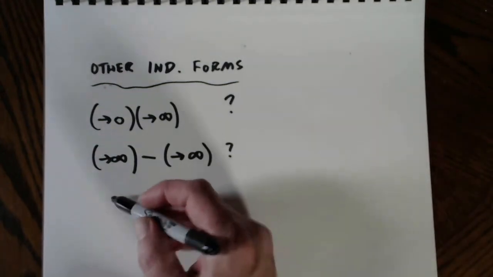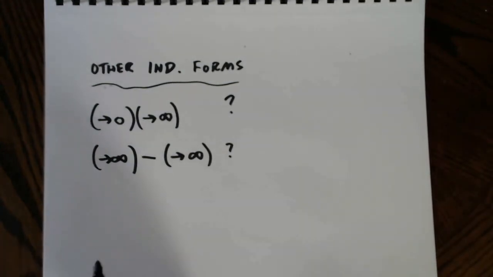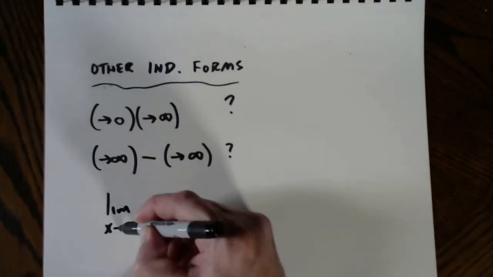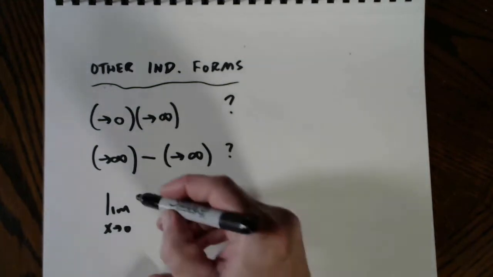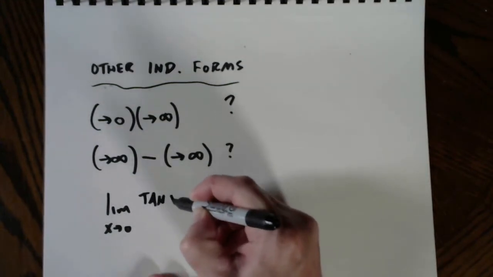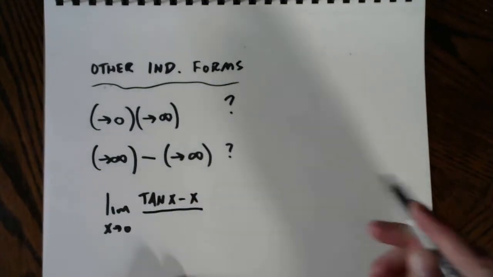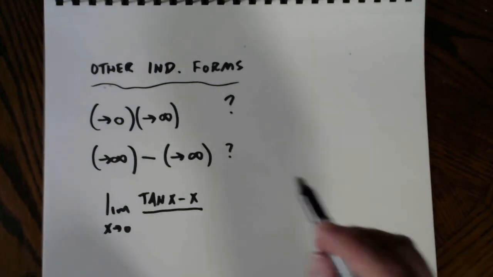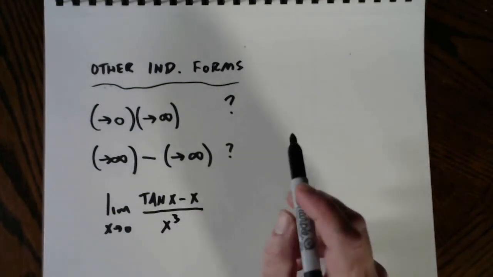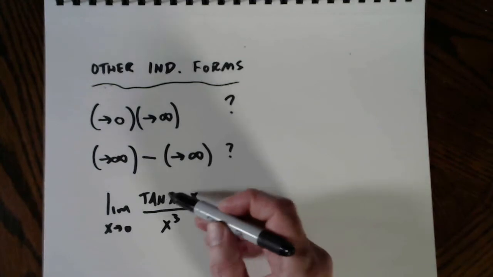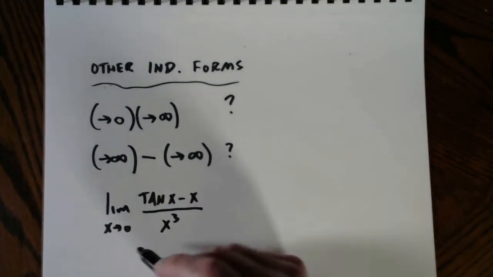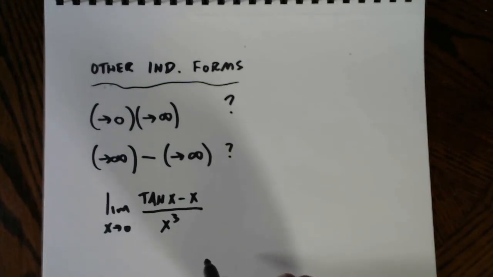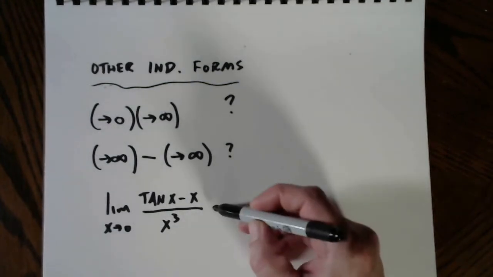Let's do this one. This is right out of the text. The limit as x goes to 0 of tan x minus x, which is clearly going to 0, over x cubed. I see. All right, so they're both going to 0. 0 minus 0 over 0, everything's going to 0. This is not the problem I want to do.